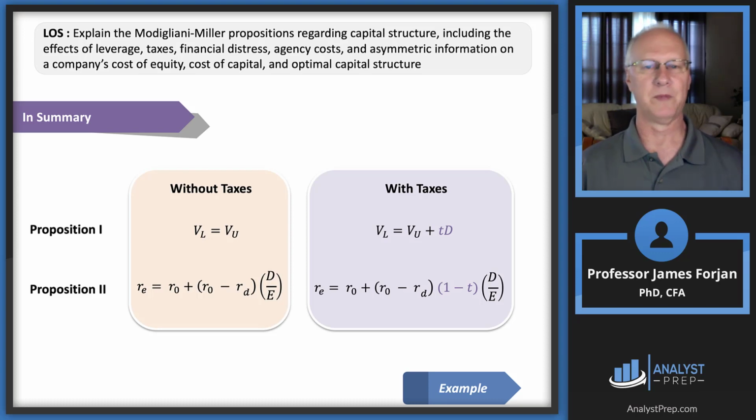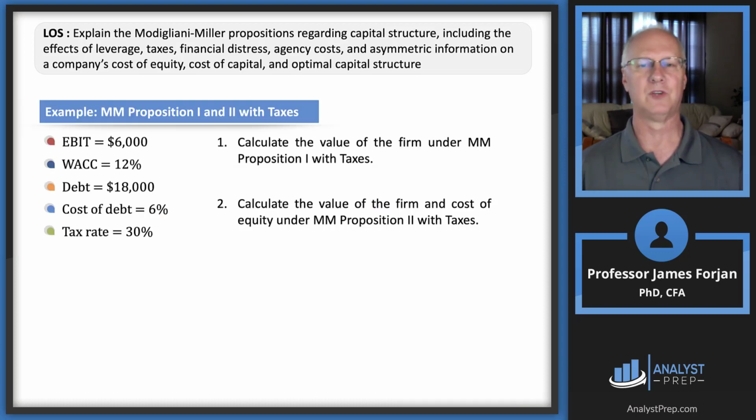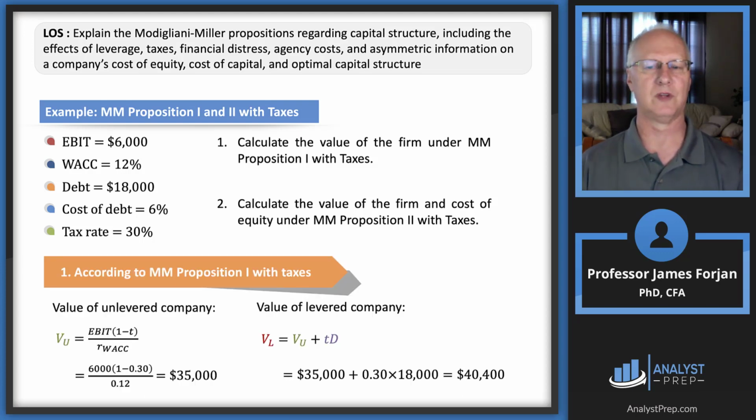So here's a good summary page. Go ahead and take a picture of this and memorize those equations. Let's do just a super quick example. We give you a couple of details going down the left-hand side: $6,000 in operating income, 12% weighted average cost of capital, cost of debt 6%, total debt $18,000, tax rate of 30%. So let's calculate the value of the firm under Proposition 1 with taxes and the cost of equity under Proposition 2 with taxes.